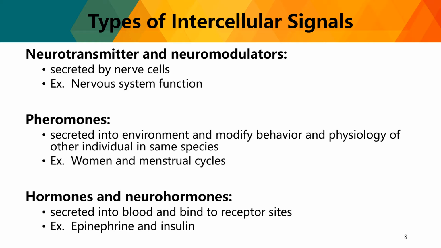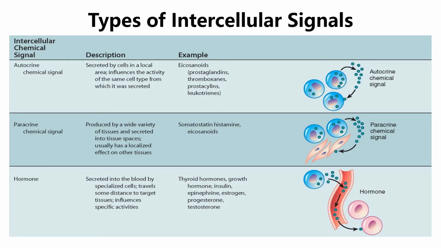Okay? And then next we have the hormones and neurohormones. So they are secreted in the blood and bind to receptor sites. So again, there's an inclusion again of receptor binding cells. Okay, like your epinephrine and your insulin. So this is a summary of the types of the intercellular signals and how these secretions affect the cell or maybe other cells within their proximities.